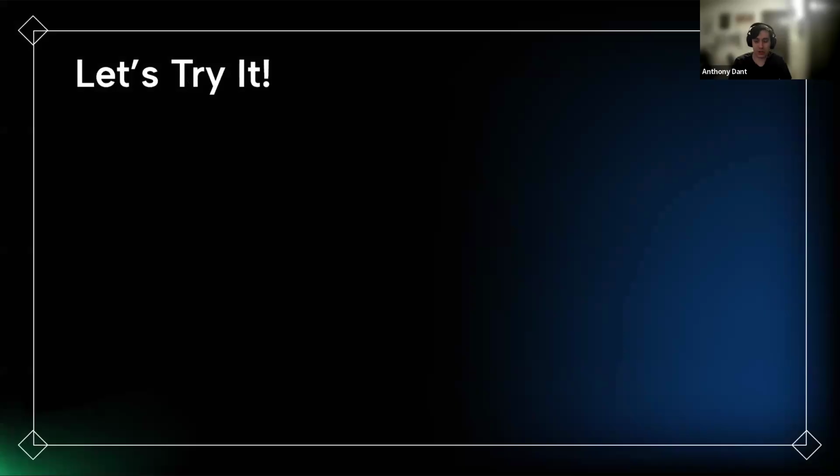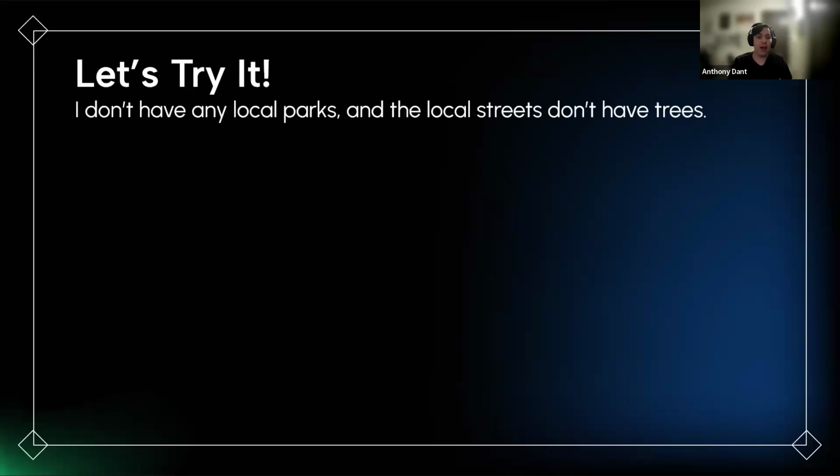So let's try this really quickly. I don't have any local parks, and the local streets don't have any trees. Who is impacted by this issue? And I'll hand it off to Edward to facilitate some of this dialogue right now. So let's just start with the audience right here and based on this scenario, who would be impacted by trying to understand that you notice that you don't have any local parks and local streets don't have any trees? Who would be impacted by this issue?